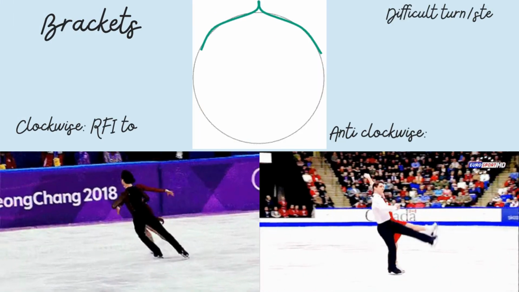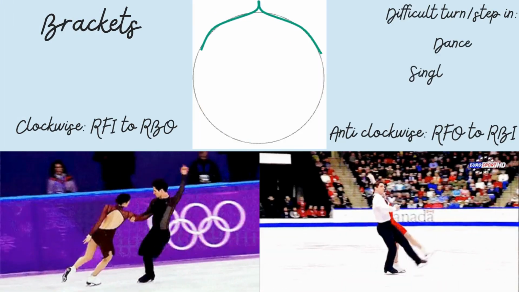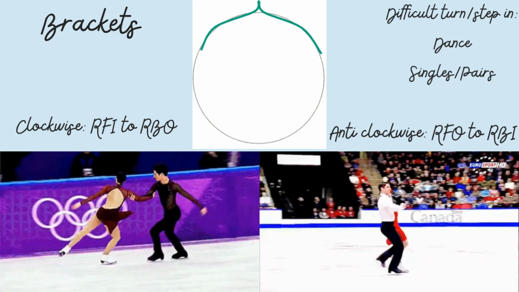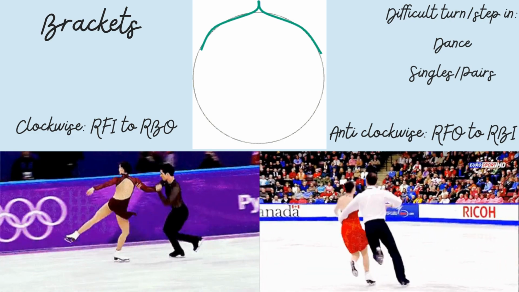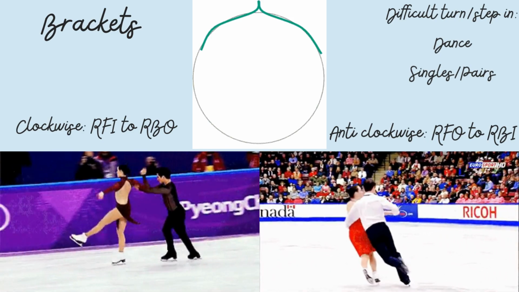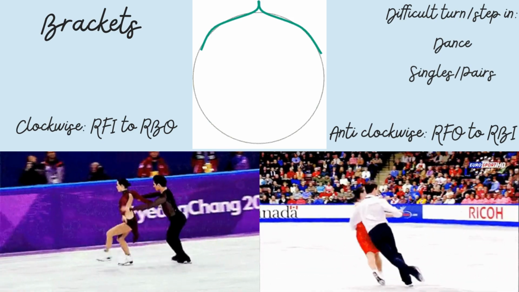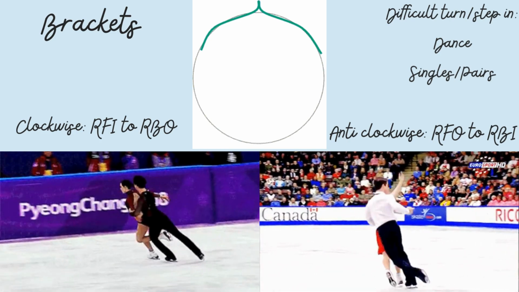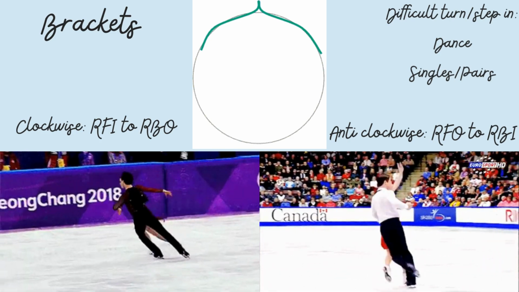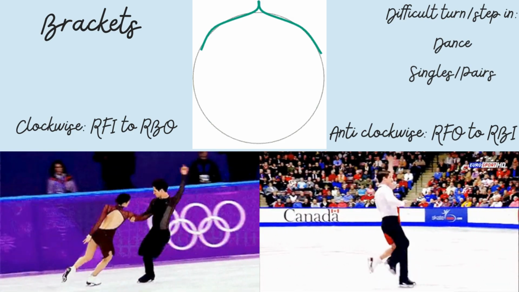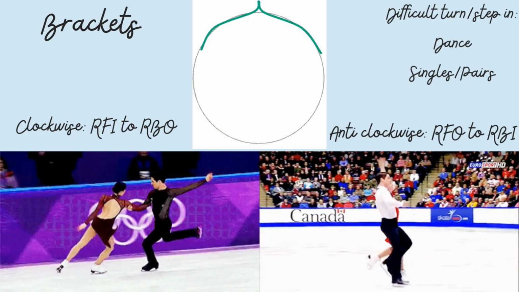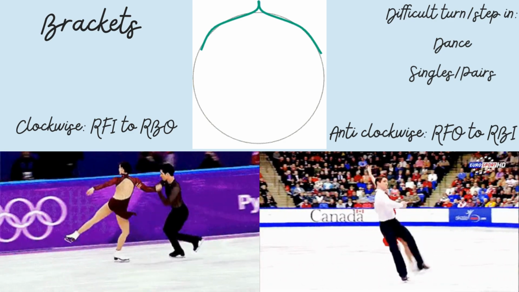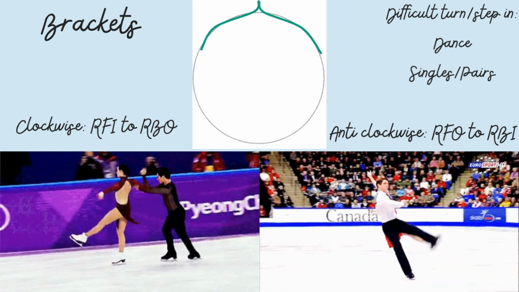The first step I'm going to discuss are brackets, and the ice mark is shown on the screen. In a bracket, the skater changes direction, going from forwards to backwards or backwards to forwards, and then they also change the edge from either inside to outside or outside to inside, and the blade turns in the opposite direction to the overall turn.